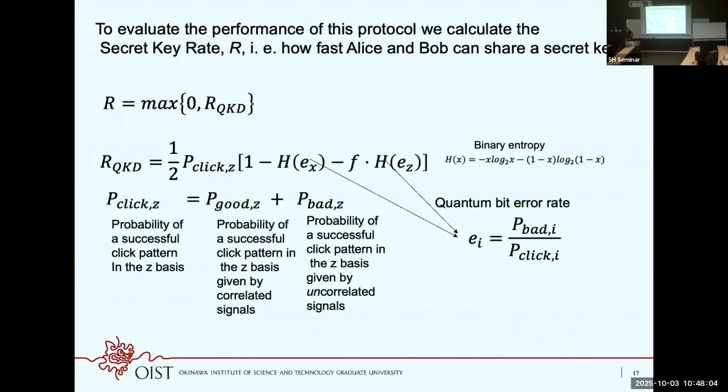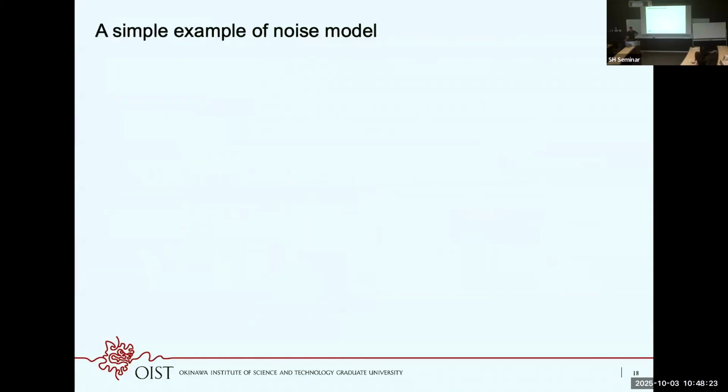This is called the quantum bit error rate, or QBER, which you have in the two bases, and it is given basically by the ratio between P bad and P click. So that's the way to see it. You can find these probabilities from this QKD protocol, and you find the rate.